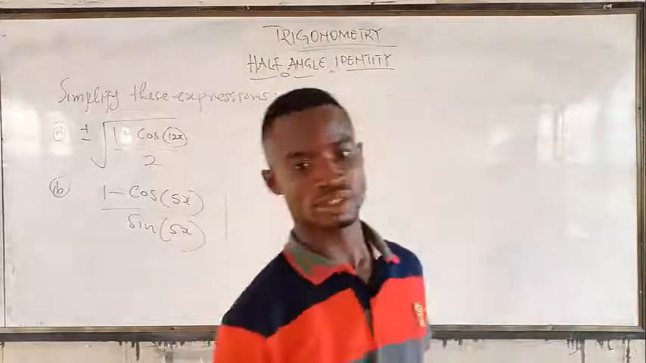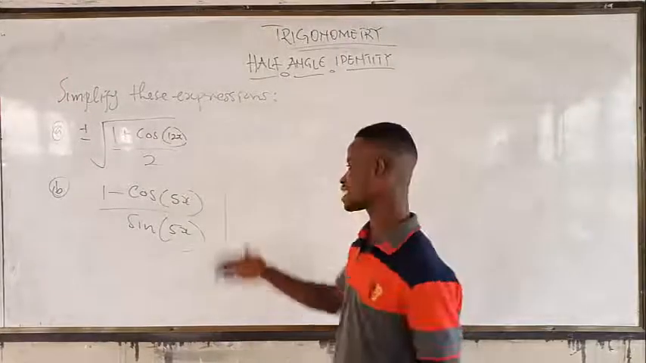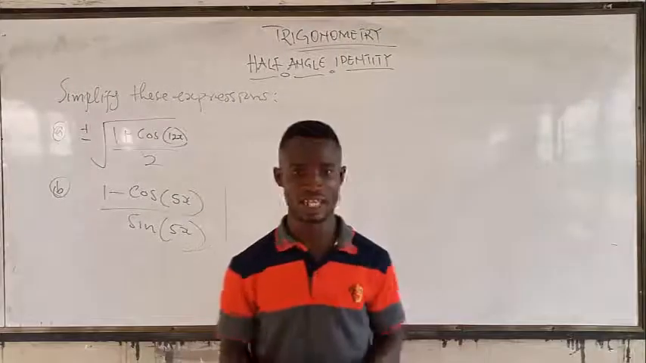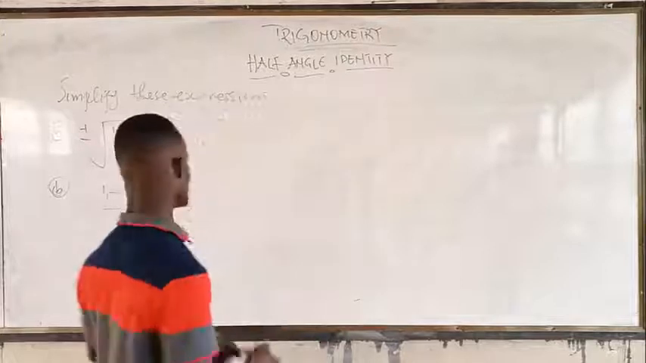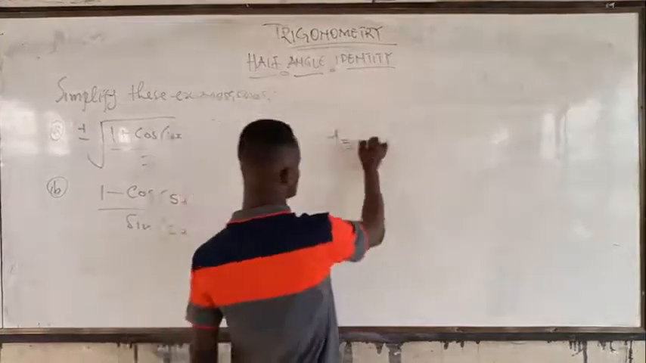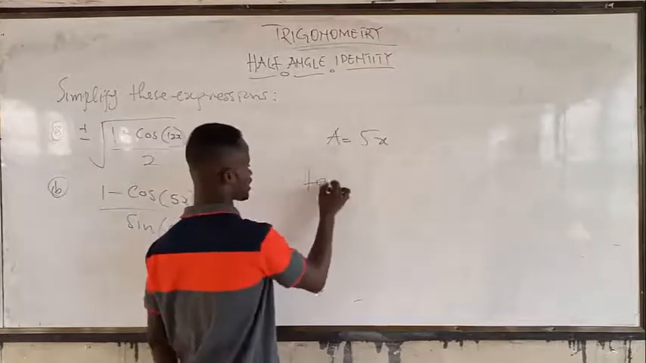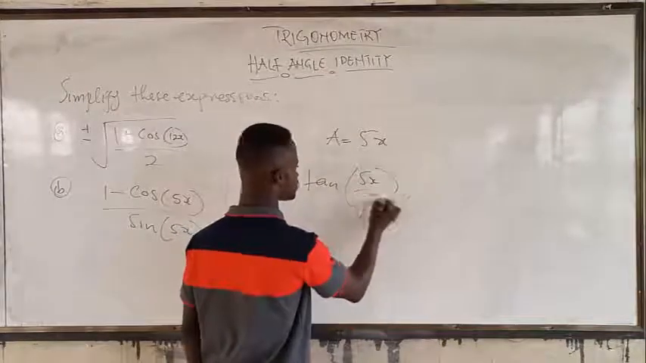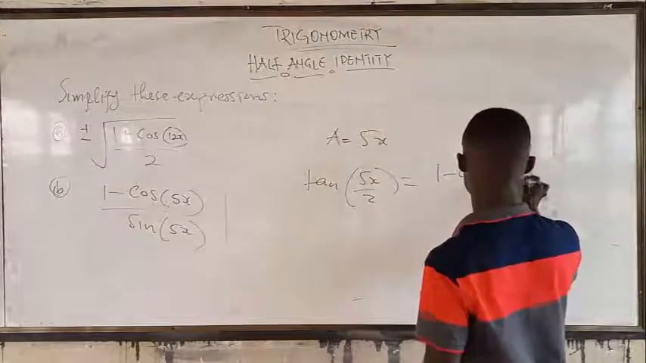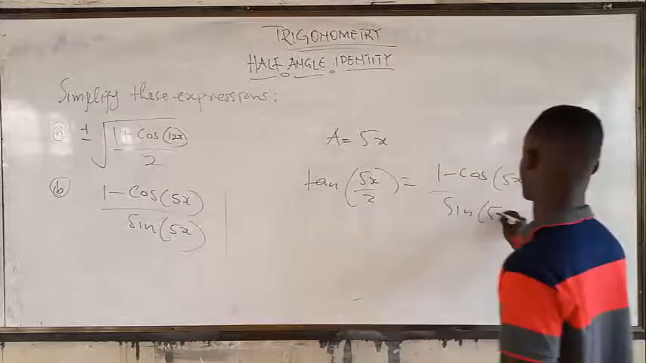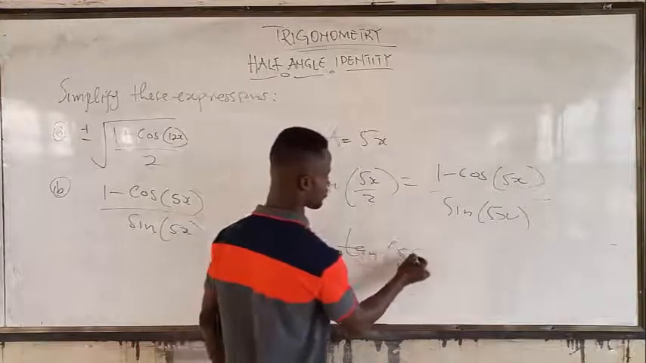For the B also, we use the third identity, that is tan A over 2. You can see that both the cos and the sin, none is in this form, so you know you are going for tan. You just identify the A, and the A is going to be 5x. When you replace that, you are going to get tan 5x over 2 equals 1 minus cos 5x over sin 5x. So we solve for the left hand side. This simplifies to tan 5x over 2.